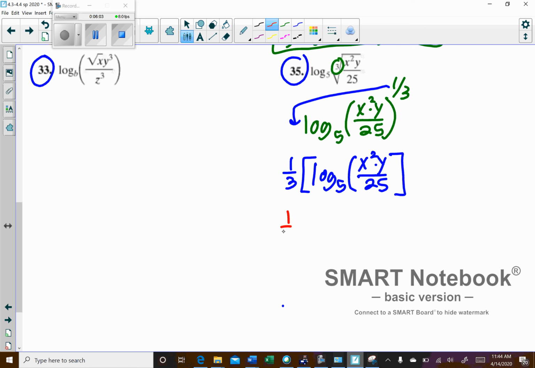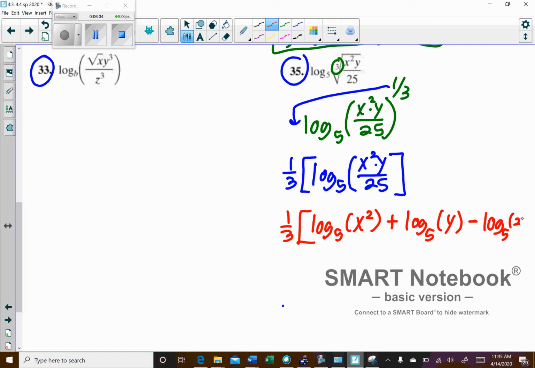So then we're going to have 1/3. And then when I break up the quotient, I'm going to go ahead and just do this all at once to save myself a little time. I'm going to break the quotient and the product. So this is going to become log base 5 of x squared. And that's going to be plus, when I break up the multiplication right here, log base 5 of y. And then because of the division here, that will be a minus log base 5 of 25.